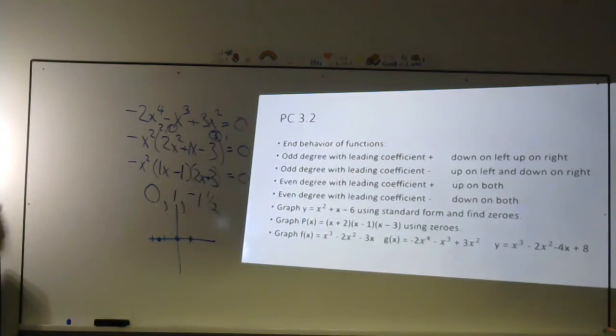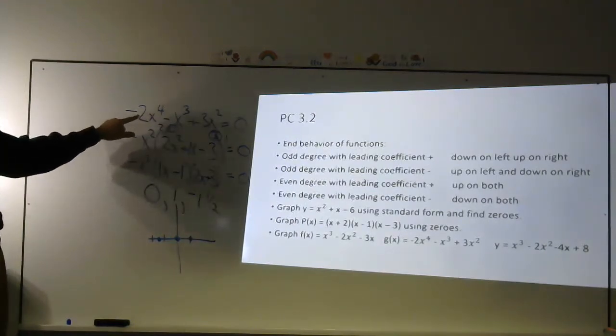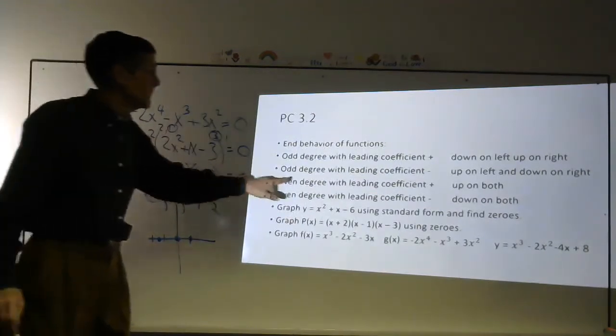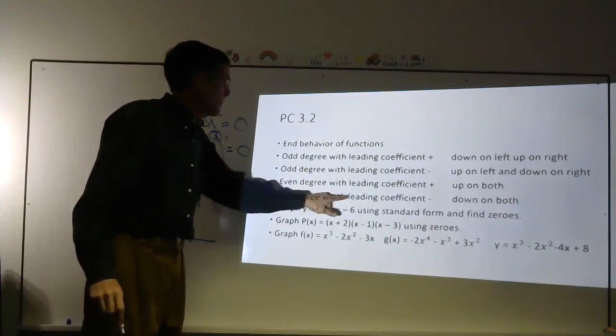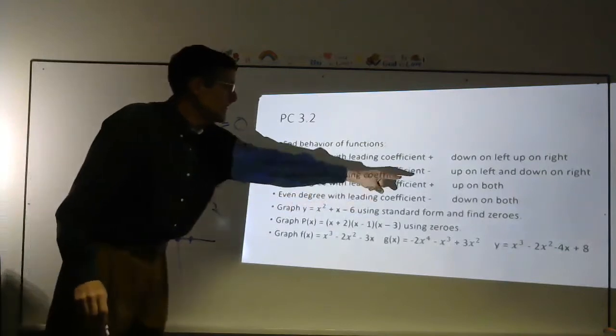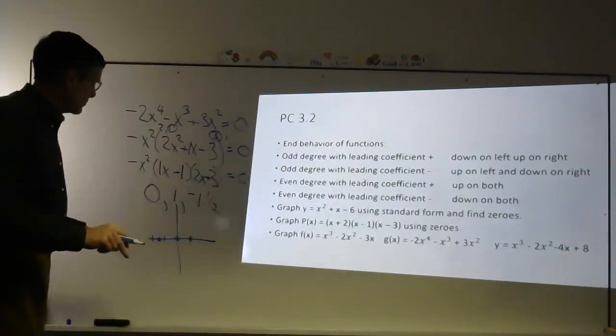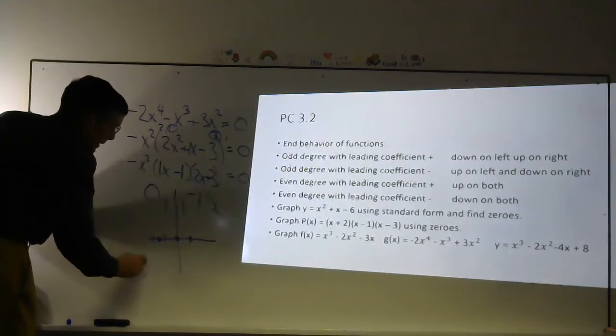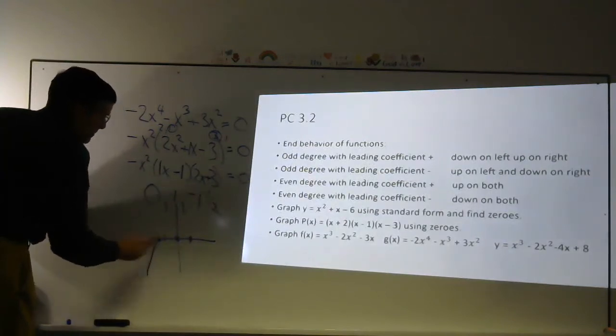Okay? Now, what about end behavior? This is an even power, even degree, with the leading coefficient negative. Even degree with leading coefficient negative, it's down on both sides. So it's got to come down this way. So I know it's going to come up like this.